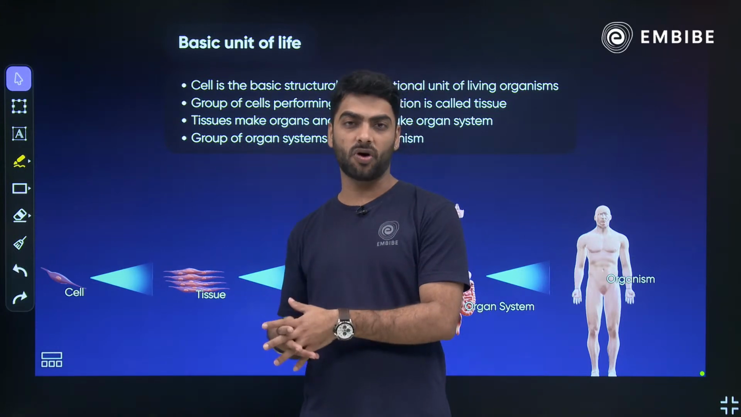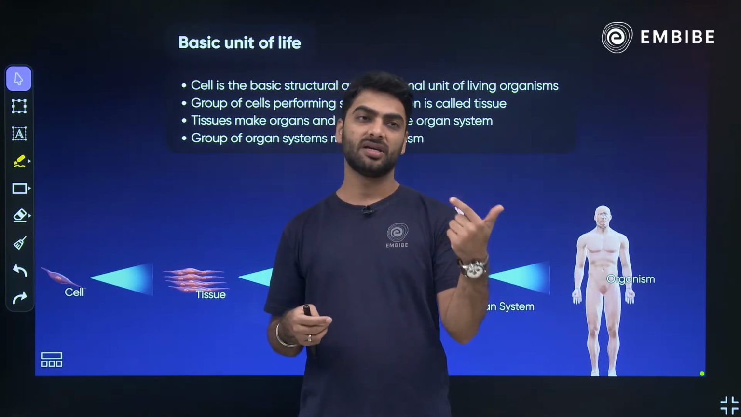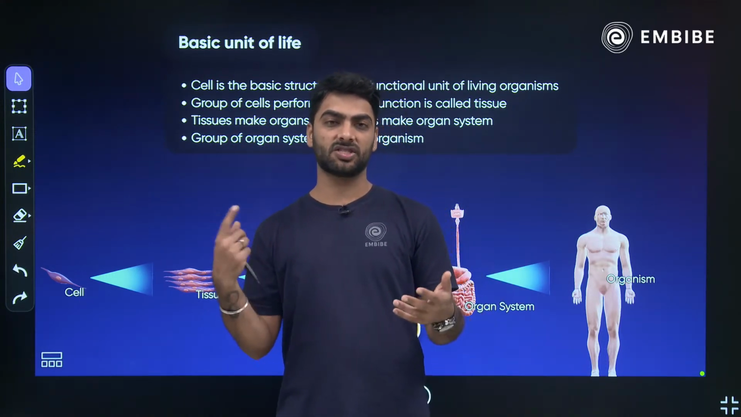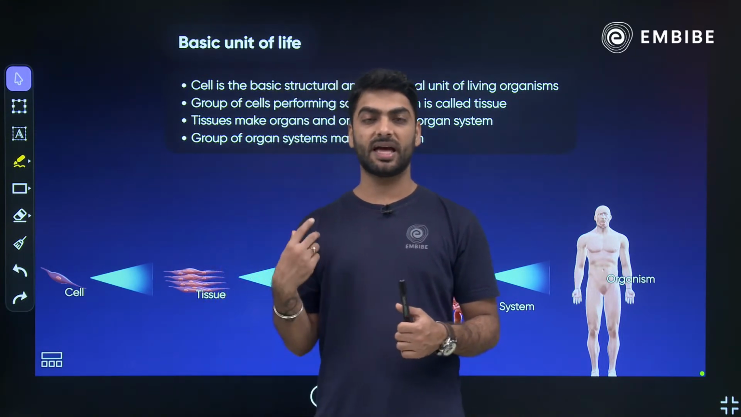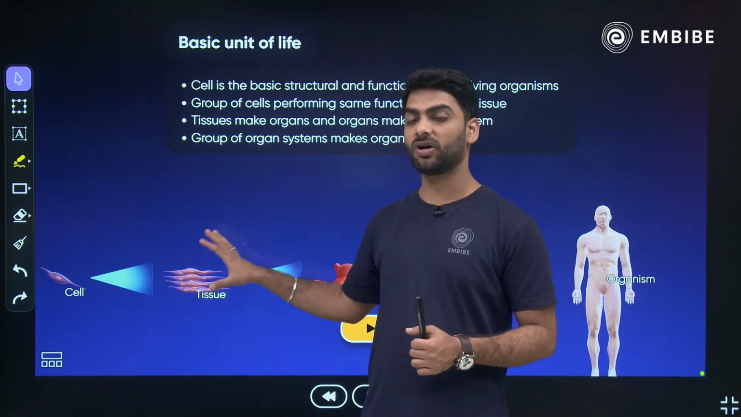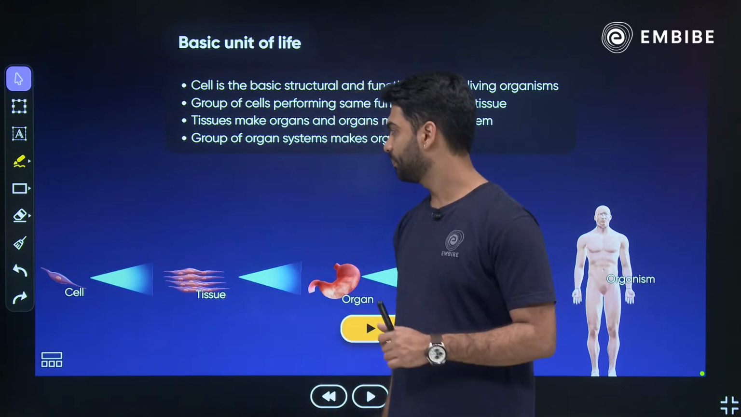Organ systems are made of organs. Like if you talk about the respiratory system, it is made of lungs, trachea, bronchi, bronchioles, alveoli, your larynx, pharynx, nostrils, etc. So that is your respiratory system. It is made of different organs. And what is every organ made of? Every organ is made of tissues. And what are every tissues made of? Tissues are made of cells. Okay?